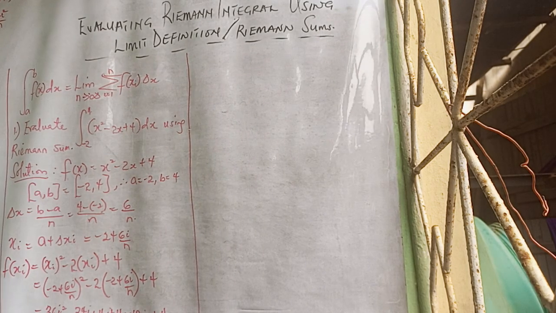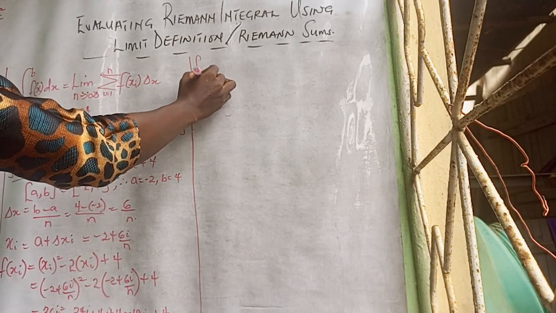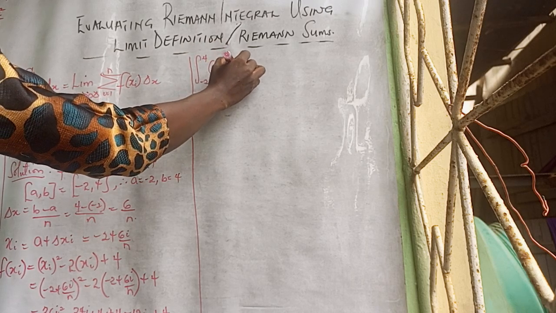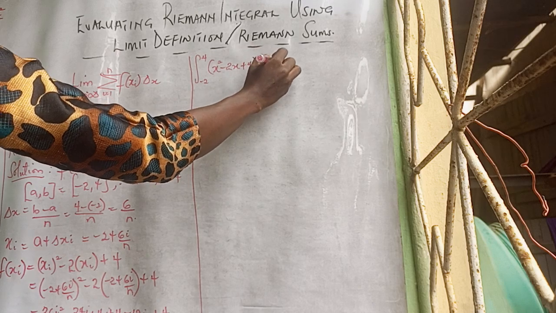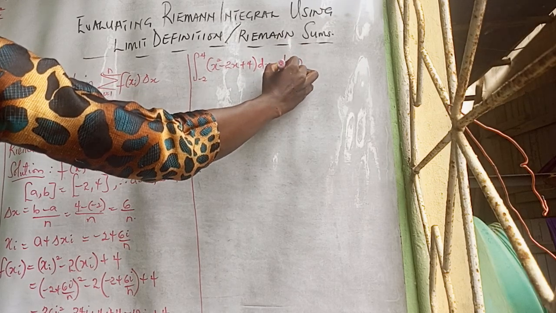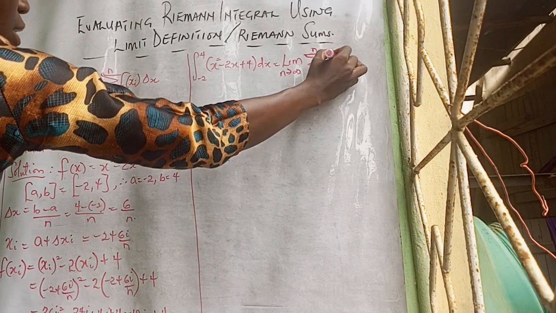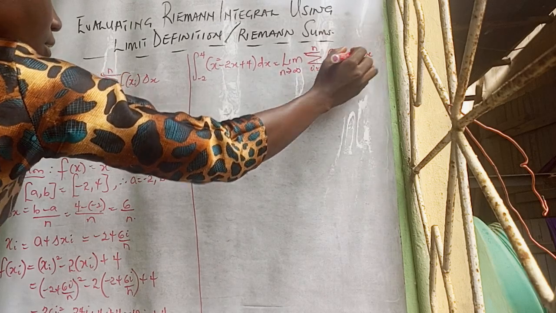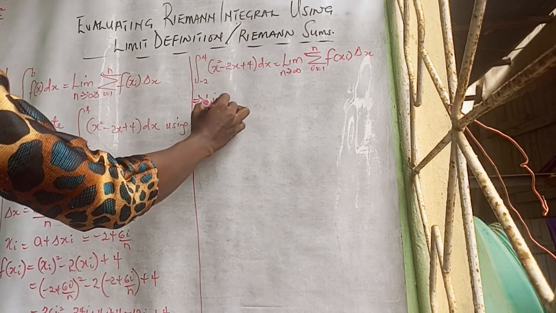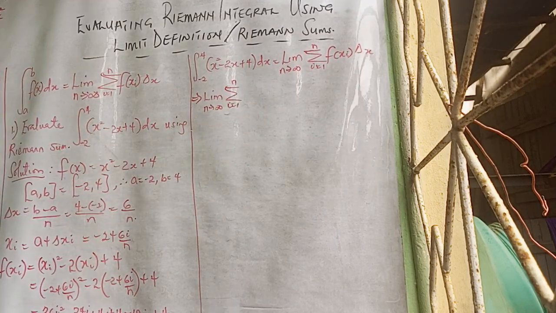Now we bring it into the limit definition. The integral from minus 2 to 4 of x squared minus 2x plus 4 dx is what? From here, because we said that it is the limit as n tends to infinity of the summation from i equals 1 to n of f of x sub i delta x. This is the limit as n tends to infinity of the summation from i equals 1 to n of all of this.